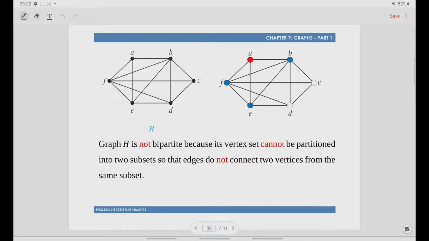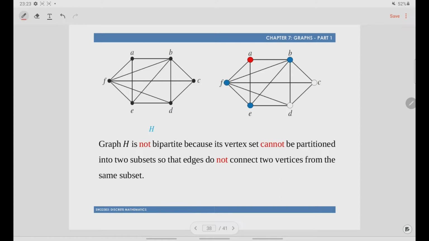Okay. So how about the second one, H? In this graph, again, we use the same way as we answered the previous one. We're using two different colors, blue and red. We start with A. Because we start with A, we put red color on A. So we put blue color on all vertices connected to A. For example, F, blue, E also blue, and then B also blue. There is no other vertex connected to A other than these three vertices.